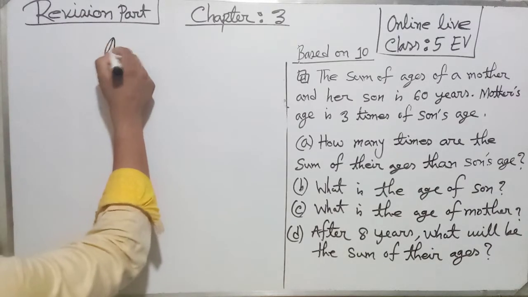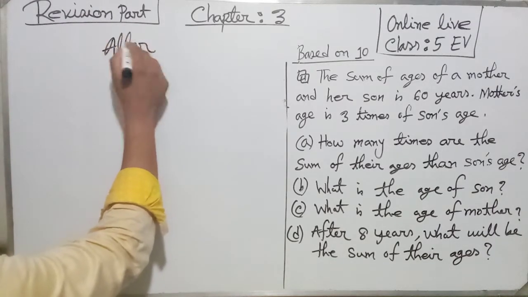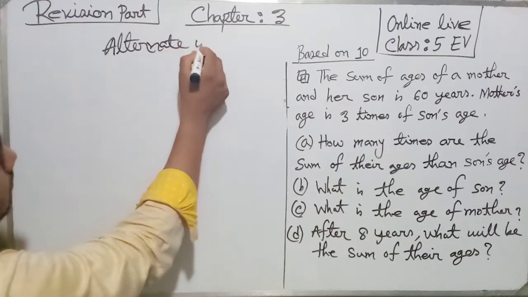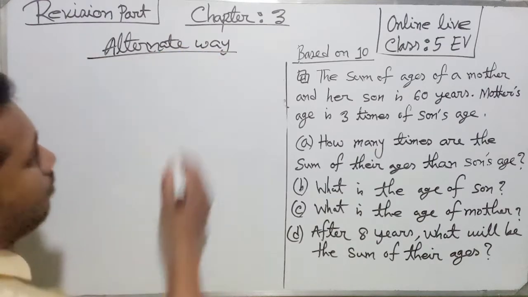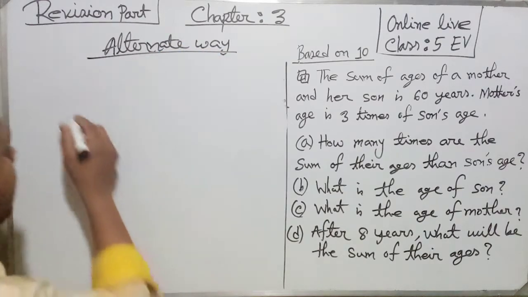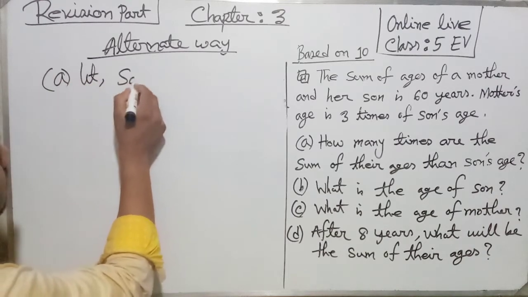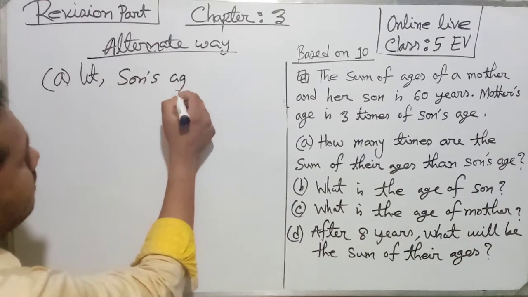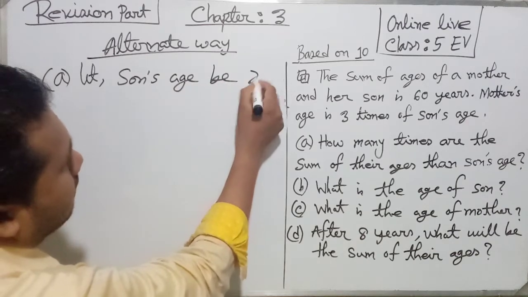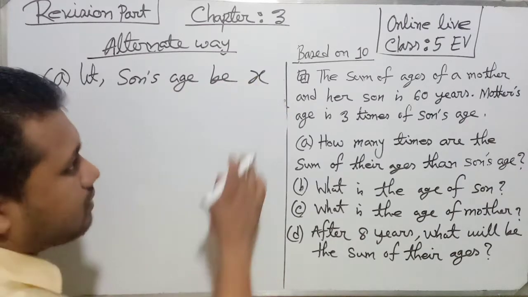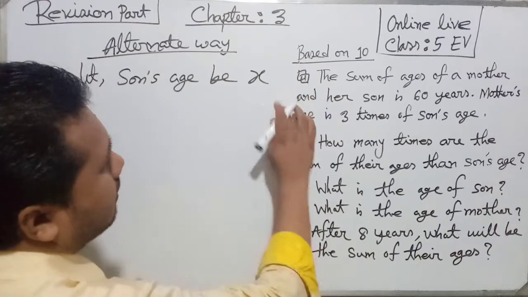Now another alternate way for number A. Let son's age be x years.